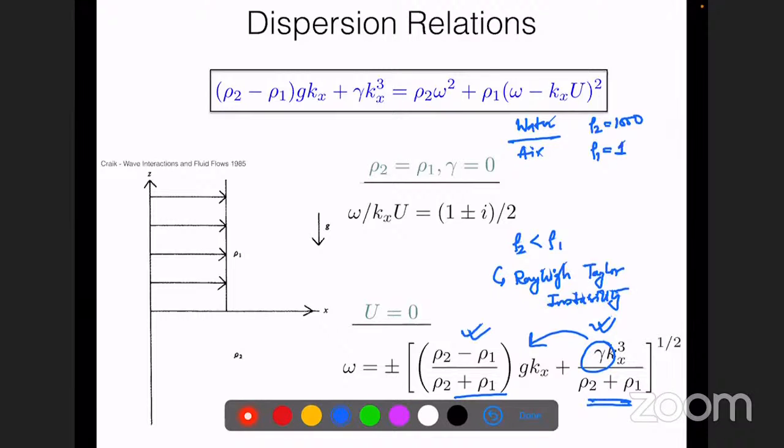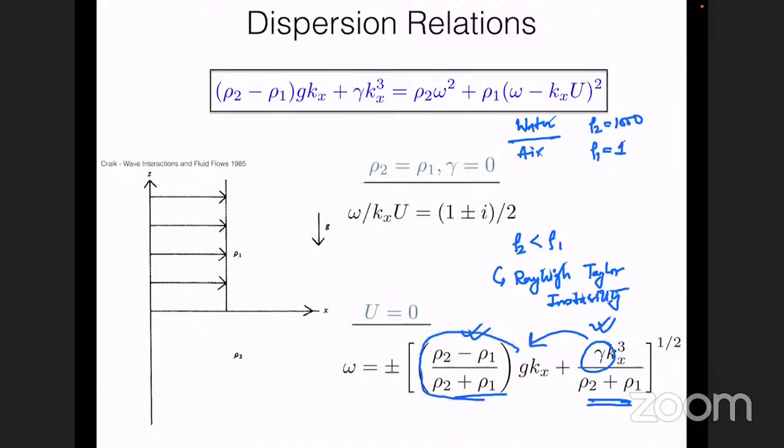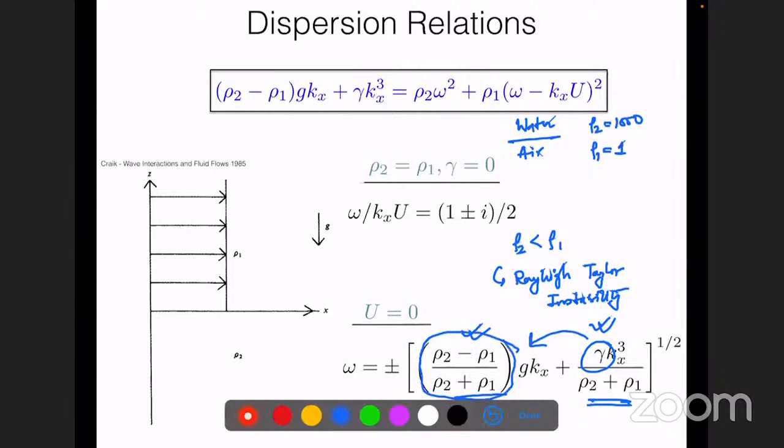If I look at the term here, rho 2 minus rho 1 by rho 2 plus rho 1, that's almost equal to minus 1. Sorry, the top is 1 and bottom is 2. So the numerator is minus 999, the denominator is 1001. I'll assume that to be roughly equal to 1. If I take G as 10, then that is minus 1 into 10 into kx, that's the first term.